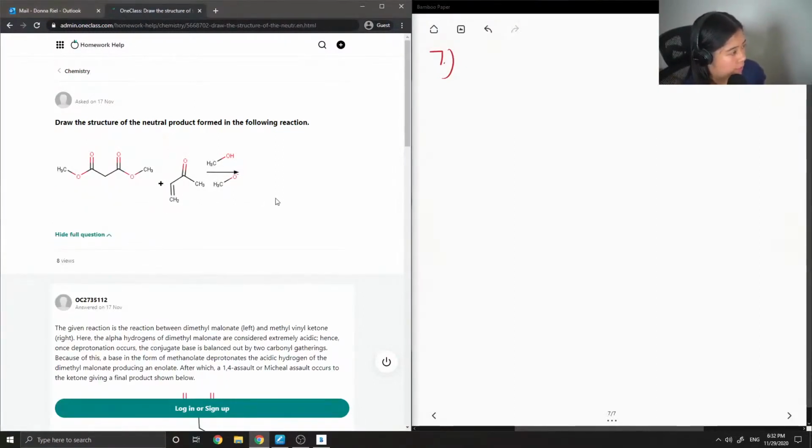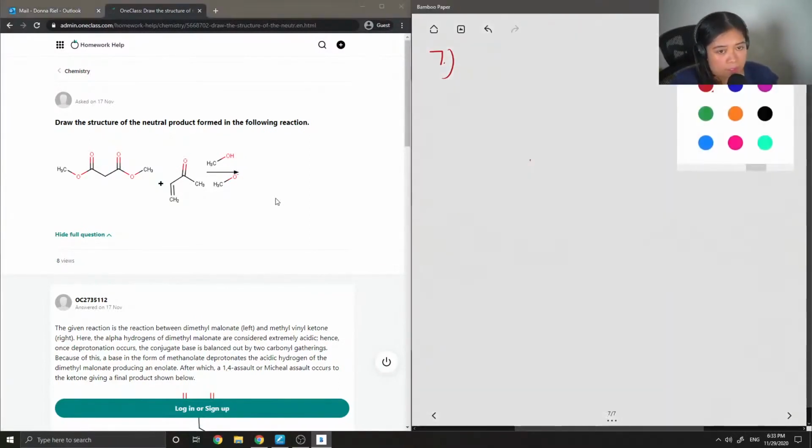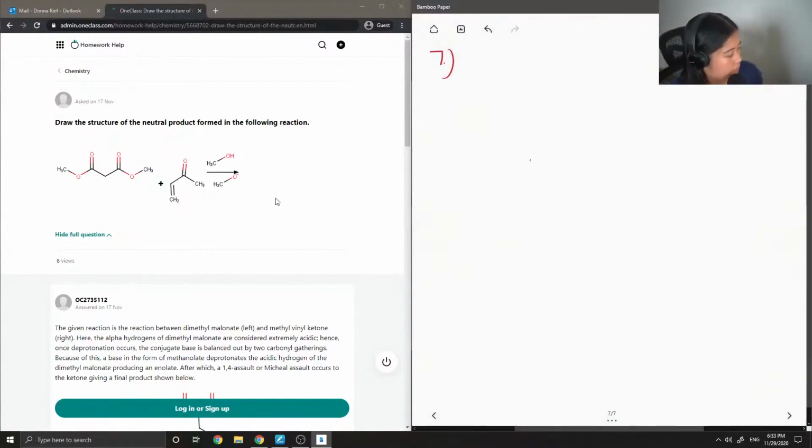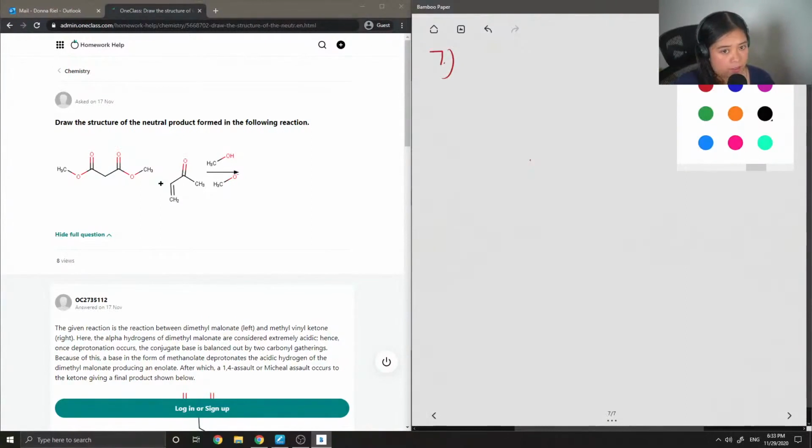Okay, so we have a compound here that contains 2 ester groups. And you'll also notice this methyl vinyl ketone. And then they also react with methanol. So let me just draw out our first reactant.